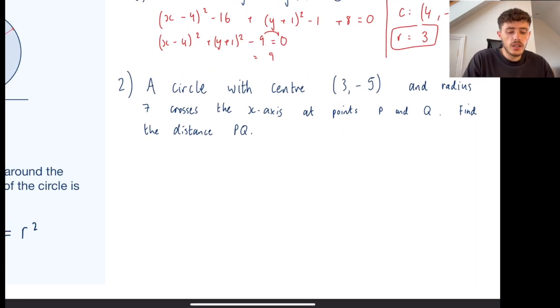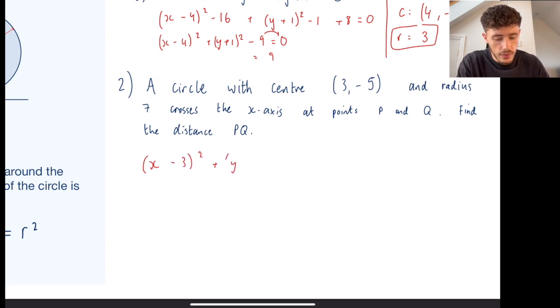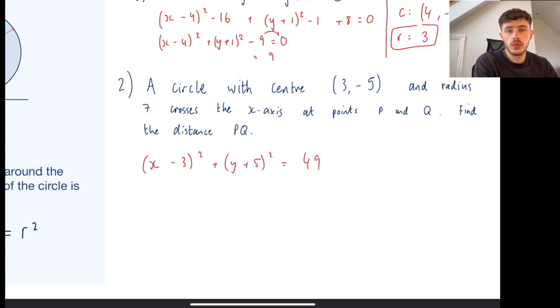A circle with centre 3, minus 5 and radius 7 crosses the x-axis at points P and Q. Find the distance between P and Q. So, a circle with centre 3, minus 5. First of all, we write that equation out. So it's going to be x minus 3, because it's always the negative, squared. And then the same for the y's. If it's a negative 5 coordinate, it's going to be a plus 5 in the bracket. And then 7 squared, which we could just write as 49. So there is our equation of this circle.